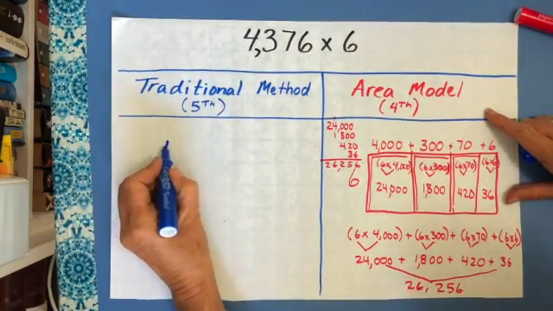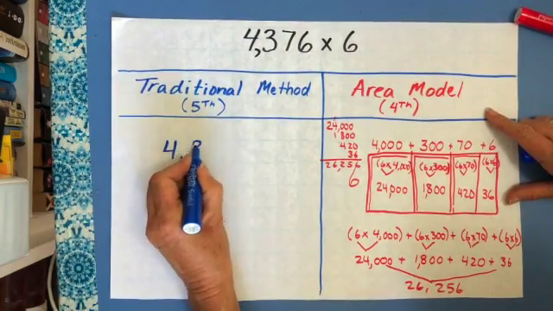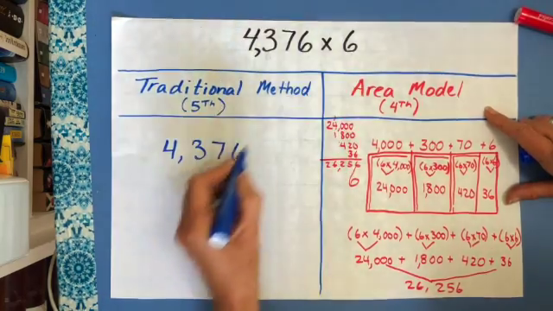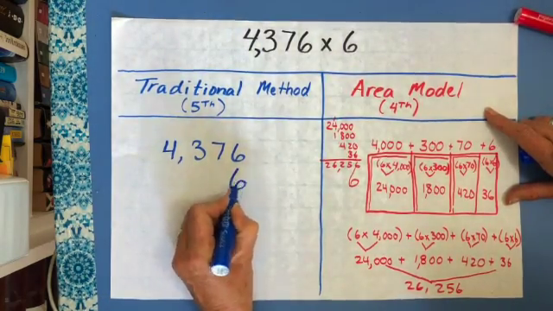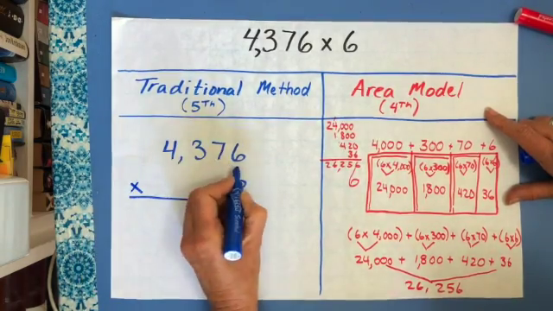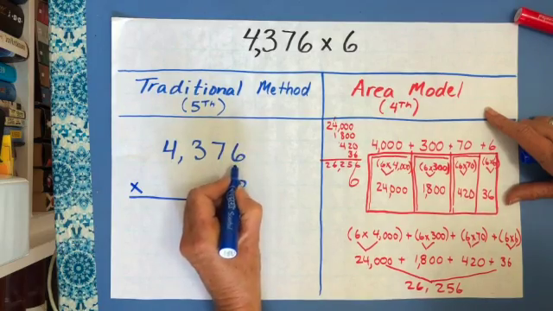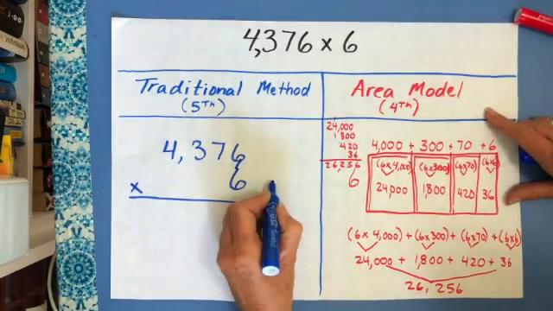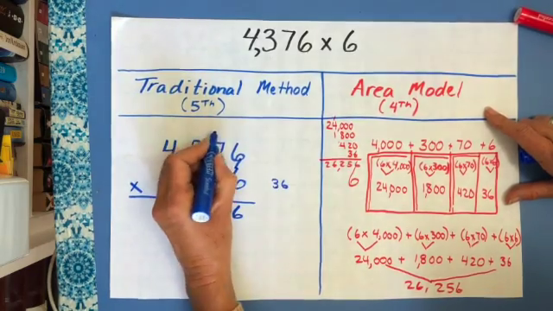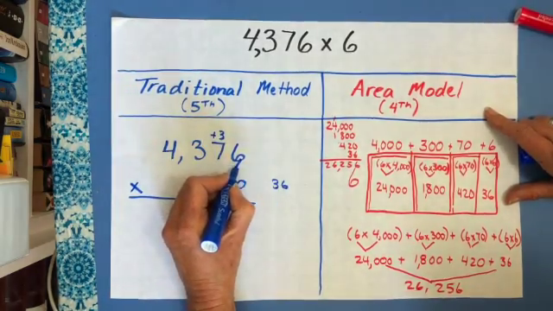So I write the first number, which is 4,376. I write the second number underneath the first number, and I put it in the proper place, and then I times. I start in the ones place, and I go up. So 6 times 6 is 36. The ones place goes down, the tens place goes up. Now I go to the tens.